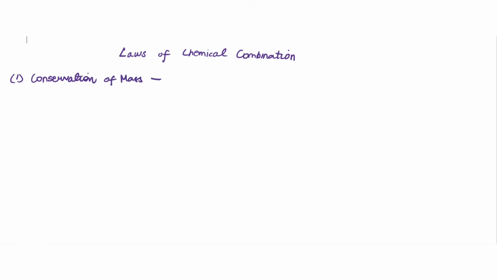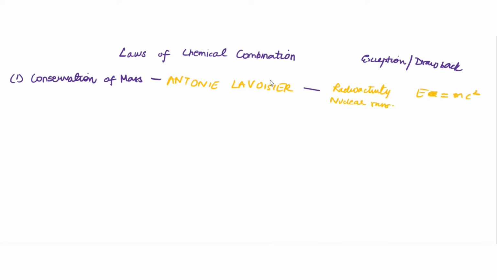And what is the exception to this law? This law is not universal. That is, it's not applicable to all cases. The exception to this law is radioactivity or nuclear reaction. Einstein gave the very famous equation, E is equal to mc square. From this we come to know that some amount of mass is converted into energy. So nuclear reactions and radioactivity are exceptions to the law of conservation of mass.